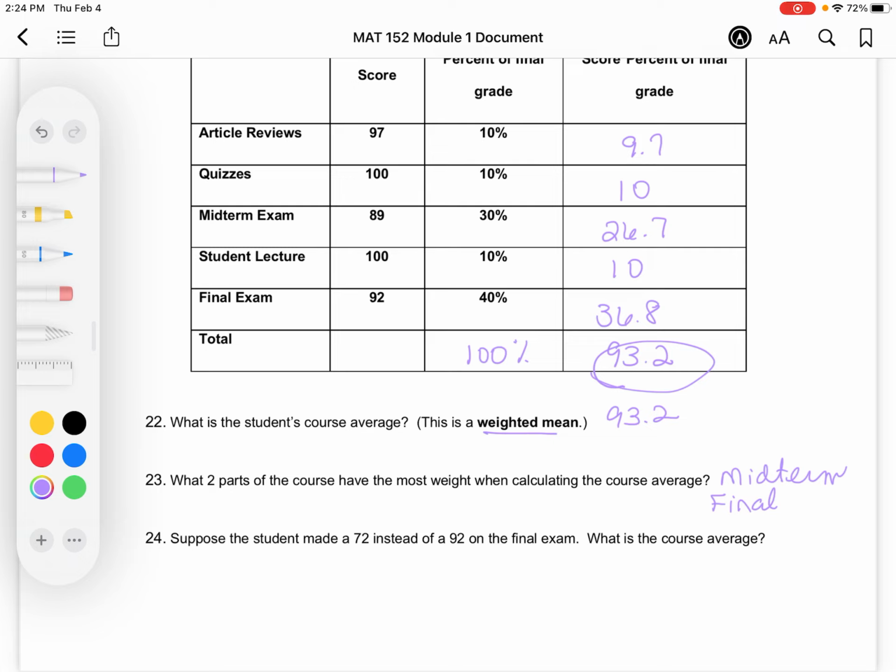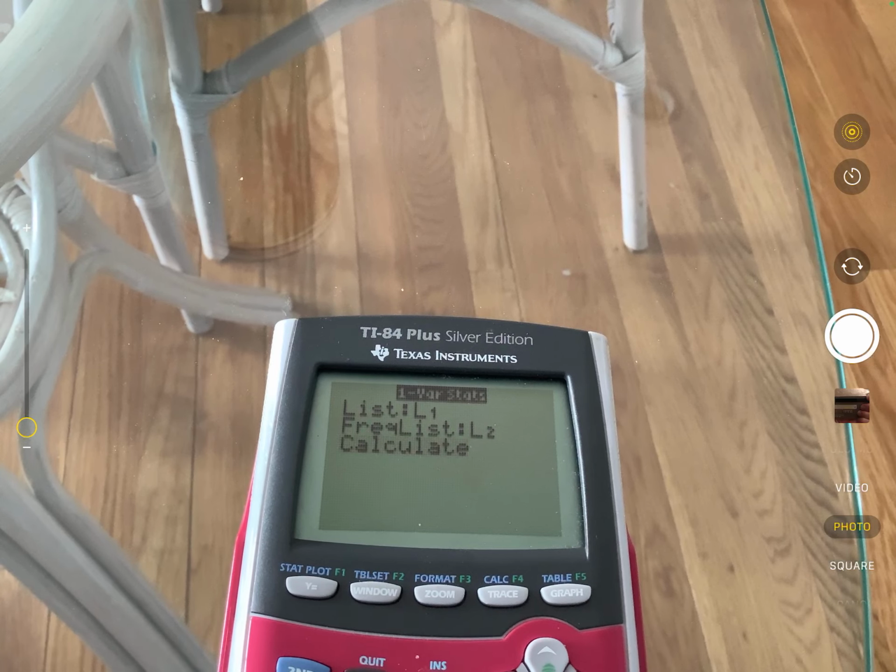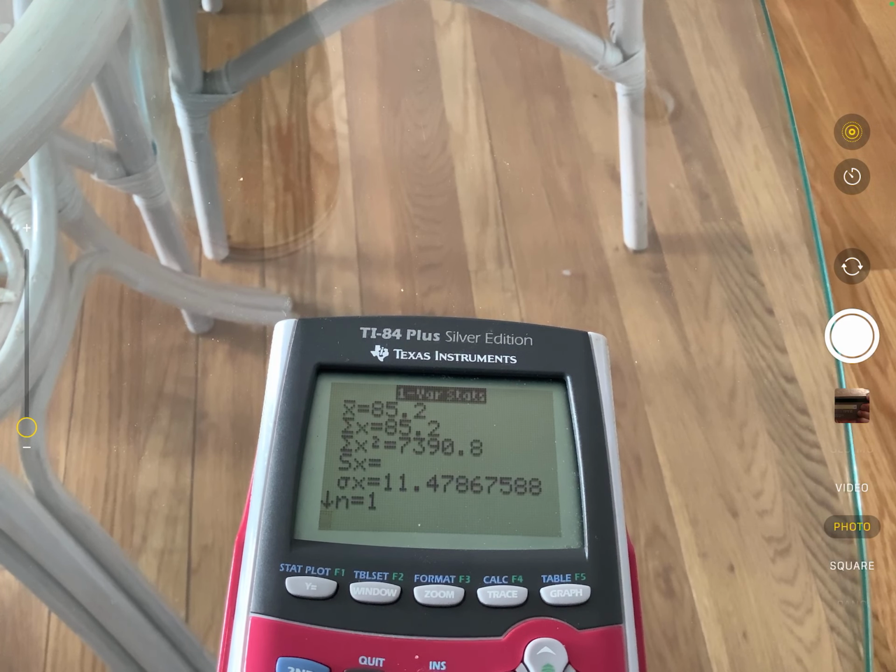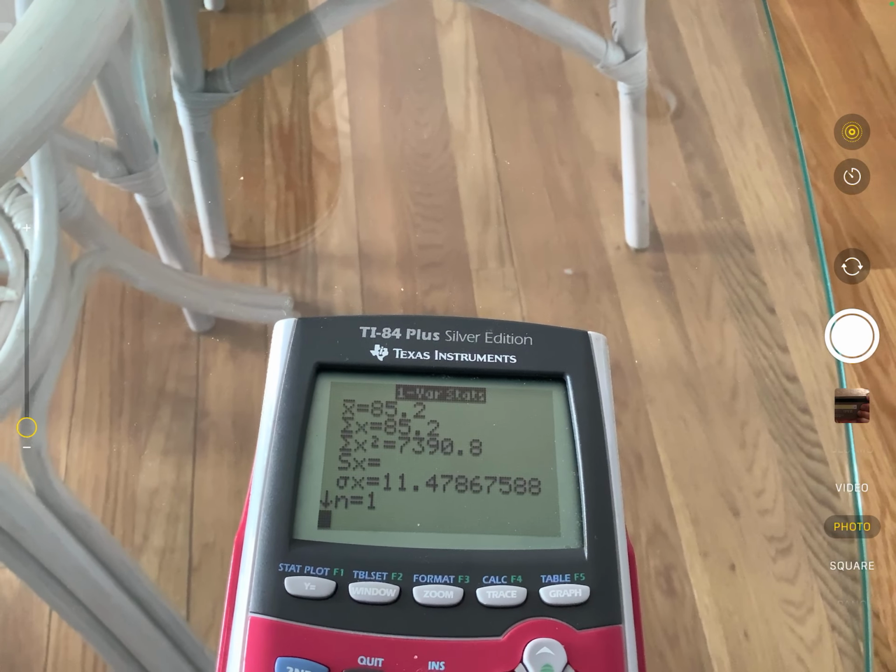Suppose the student made a 72 instead of a 92 on the final exam. So now I'm going to go back to the same thing. I'm going to change the 92 to a 72. I'm going to go to StatCalc 1 Var Stats. Make sure I have list 1 and list 2. If your calculator just prompts you 1 Var Stats, then hit second L1, comma, second L2. And that would change the average to an 85.2.